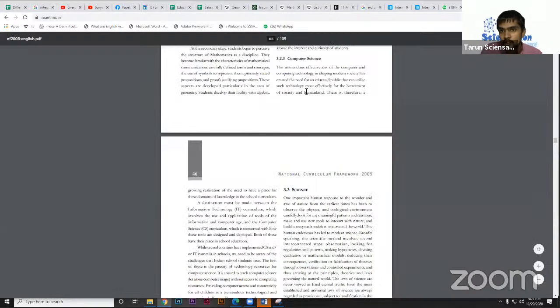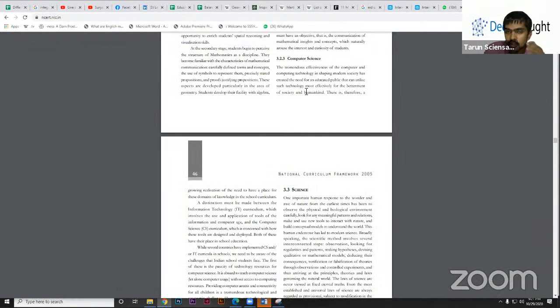So we'll be reading the computer science curriculum, which is chapter 3 of NCF 3.2.3. The tremendous effectiveness of the computer and computing technology in shaping modern society has created the need for an educated public that can utilize such technology most effectively for the betterment of a society and humankind.